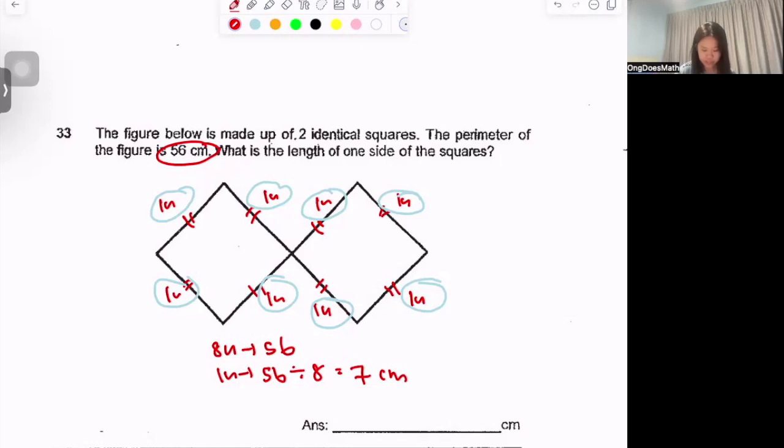Is this what you want? It's actually what you want because they ask you for length of one side. So the question mark is actually here, which is 1 unit. And we managed to find 1 unit to be 7 cm. Next answer is 7. Cool.